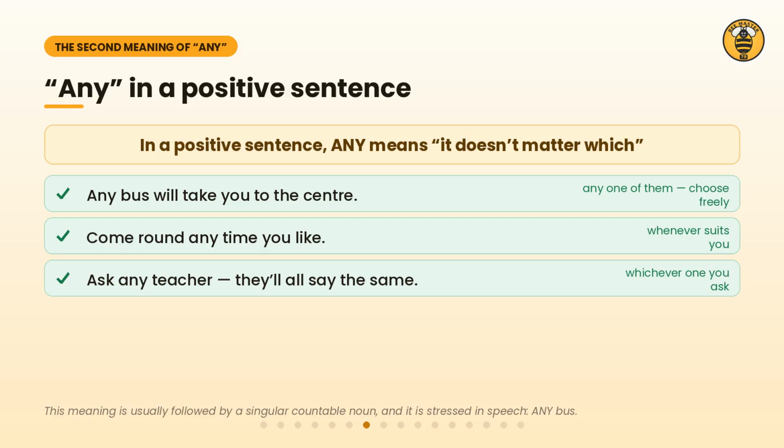Come round any time you like. Ask any teacher. They'll all say the same. 2 clues that you are dealing with this meaning. It usually sits in front of a singular countable noun, and in speech we stress it. Any bus, any time, any teacher.